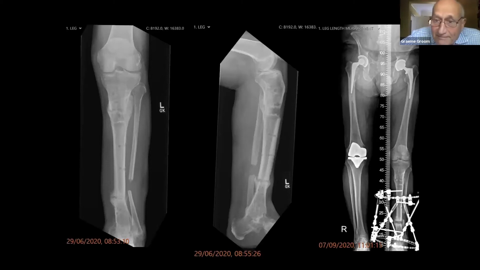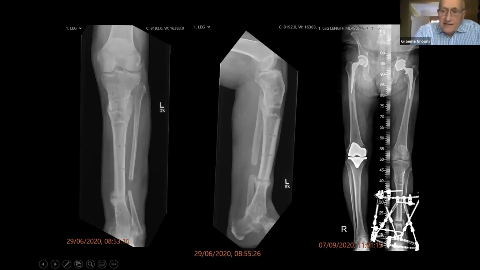Poor fellow. I think that this case for us illustrates the huge difficulty of assessing not only when distracted callus is consolidated, but when fractures are united. And that's why I've included it.